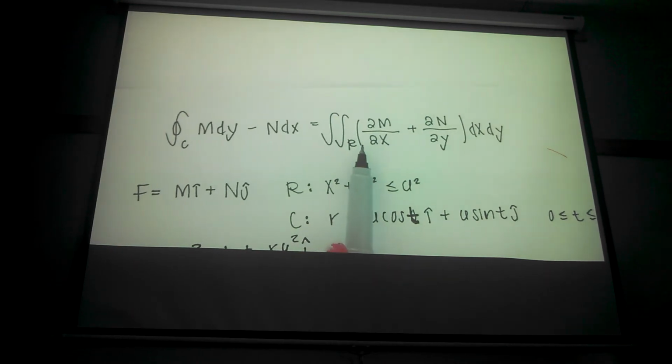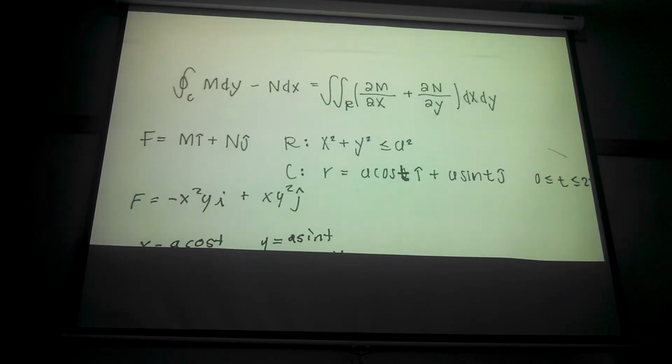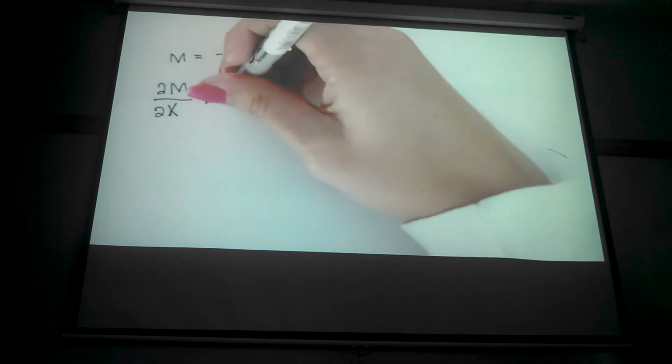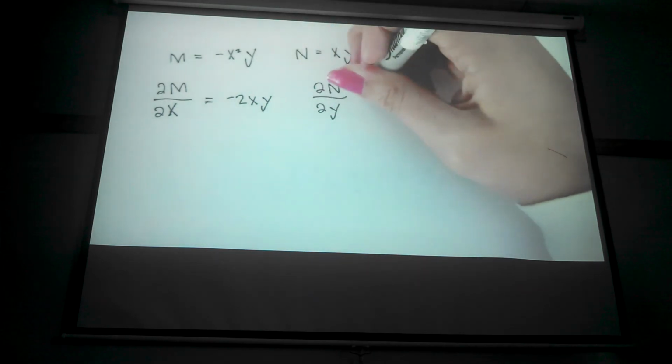Okay, so now we're going to use our second method where we just use our partials, where we take our double integral of our partial of m with respect to x plus our partial of n with respect to y. And we said in our problem that m equals negative x squared y and n equals x y squared. So we take our partial of m with respect to x. That's going to be negative 2xy. And take our partial of n with respect to y.